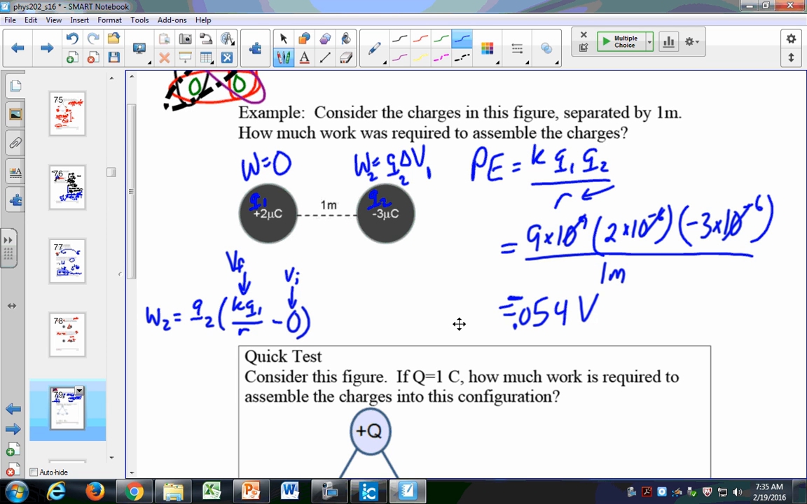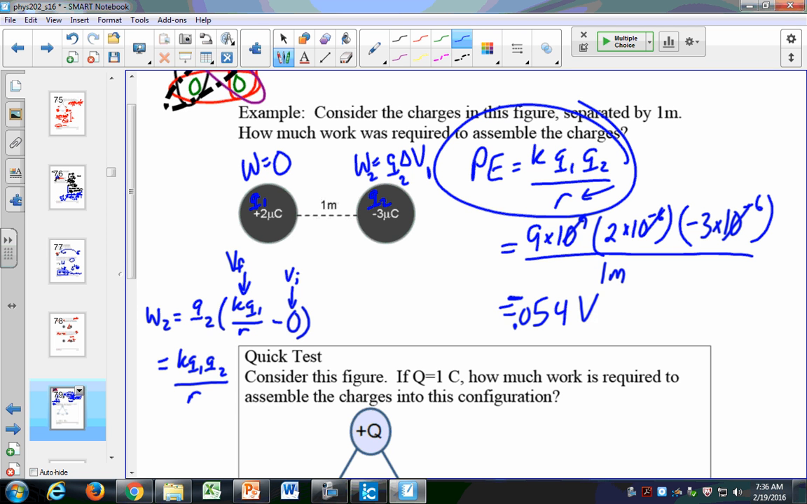But if you notice, this is the same thing. K, Q1, Q2 over R. That's the same thing that we said over here. So the work required to assemble these charges is equal to the potential energy of the charges. We've seen that before in the work energy theorem, that if I do work on a system, then I change its energy. All right. So we can think about the amount of potential energy in a slightly different way in thinking about what is the work required to assemble that. Just wanted to point that out because on the homework and also in some of the old tests, you'll see it explained in this way. But it's exactly the same as saying what is the potential energy.